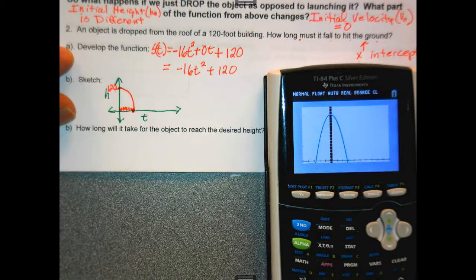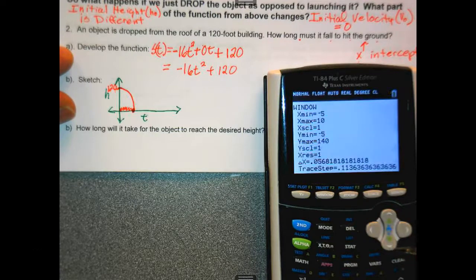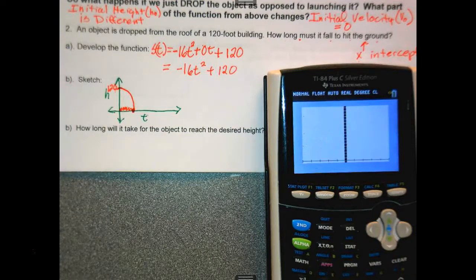There's my parabola. Now, I can blow this up a little bit more here by putting my x max, it looks like it's between 2 or 3. So I'm going to put my x max at 5. I should get a pretty good picture of my parabola, and I do.